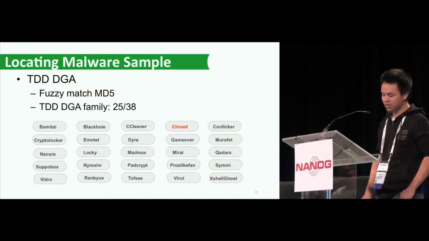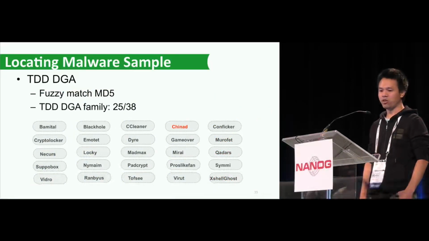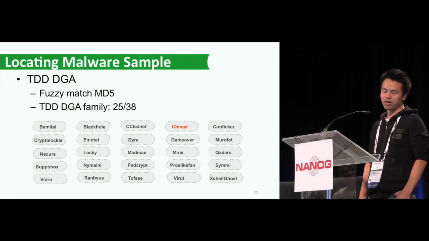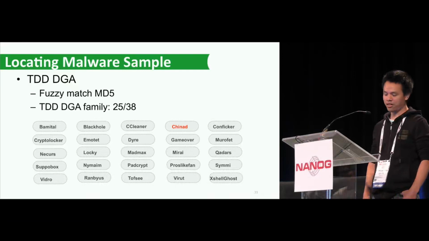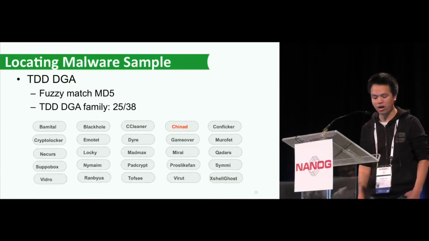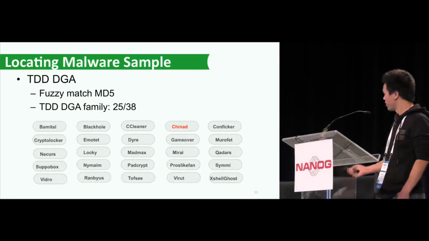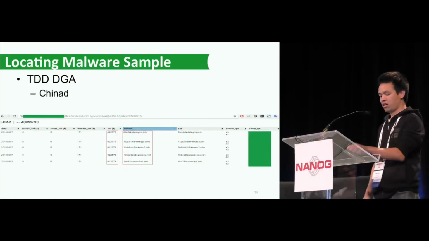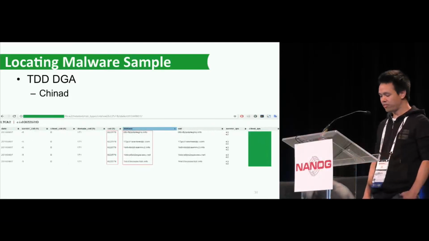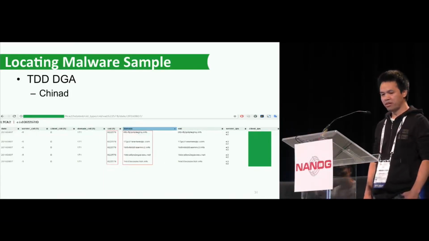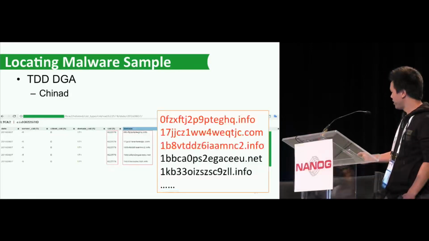Among the 38 DGA families we know, TDD DGA families account for nearly 70%. We will take ChinaD as an example to show how we locate a malware sample through fuzzy match. On August 7 last year, this cluster came up. The FQDNs in this cluster look like this.